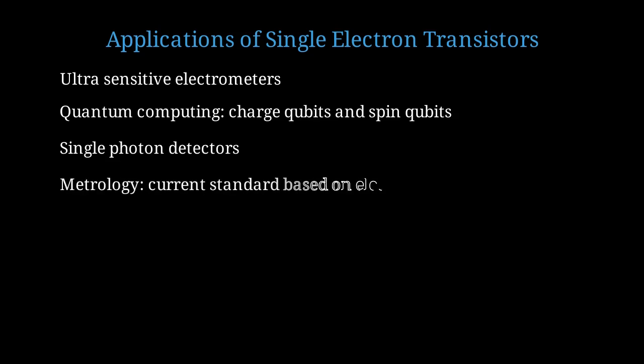In metrology, SETs are being developed as a new current standard based on counting individual electrons. This could redefine the ampere. If we can clock electrons through an SET at a precise frequency f, the current is simply I equals e times f. For a frequency of 1 GHz, this gives about 160 picoamperes.